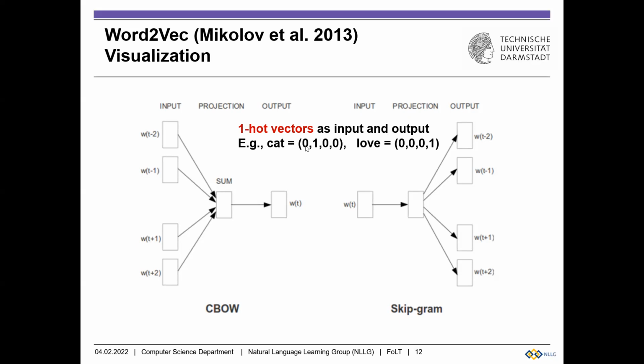For example, we have the word cat that could be represented by this one-hot vector, or the word love, which could be represented by a different one-hot vector. And of course, the size of these vectors is the size of the vocabulary. So if we have 1 million words in the English language, the size of these vectors would be 1 million.